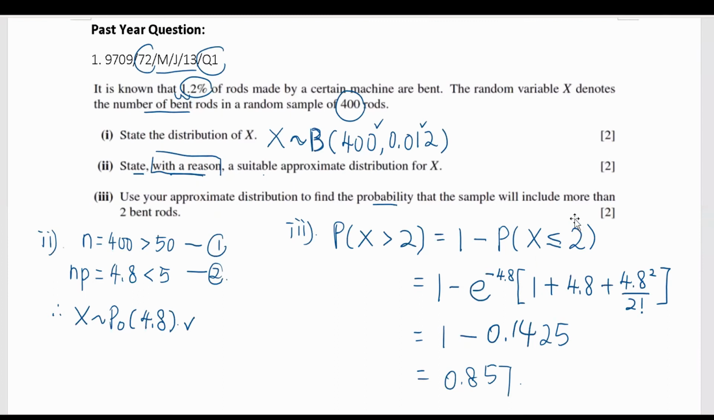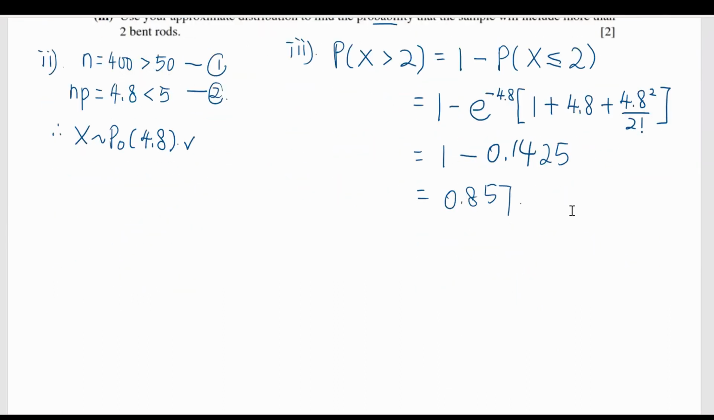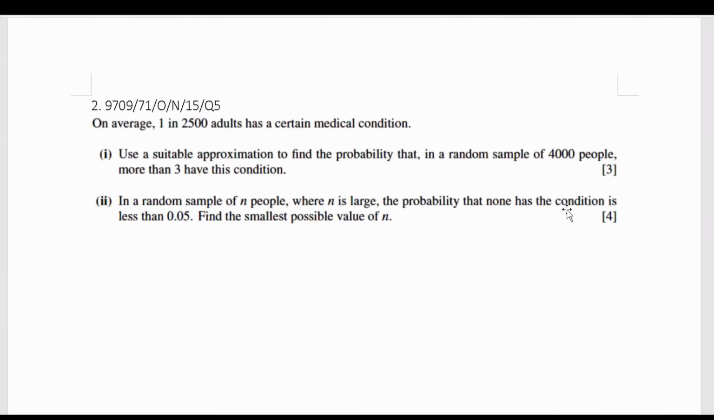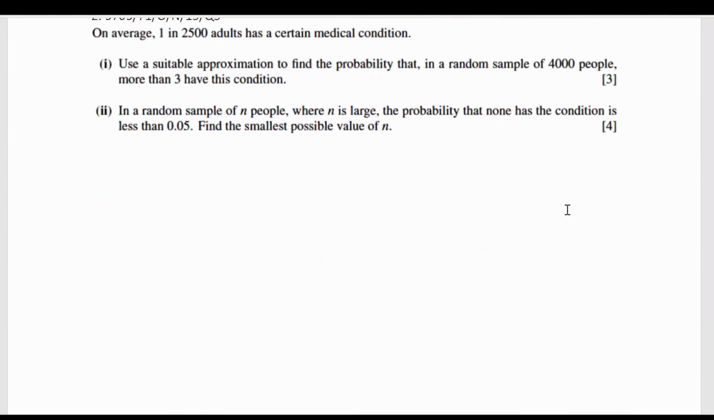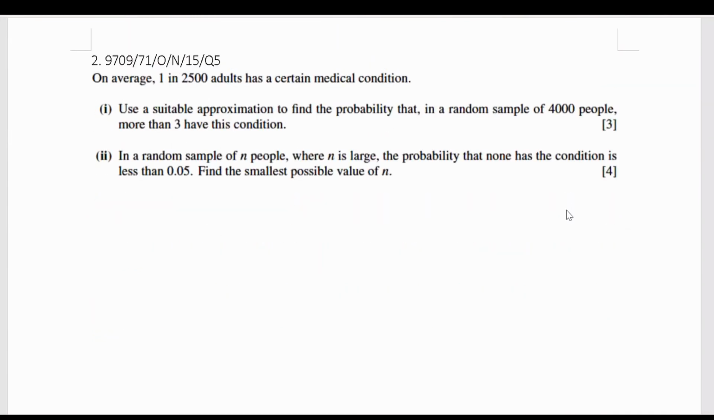Okay, now we continue with another question. Question 2. This is a question from October-November 2015, variant 7.1, question 5. On average, 1 in 2005 adults has a certain medical condition. Whenever you have this sentence given to you, it is telling you a constant probability, which is 1 over 2005.